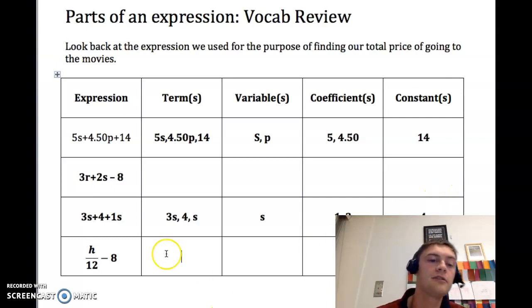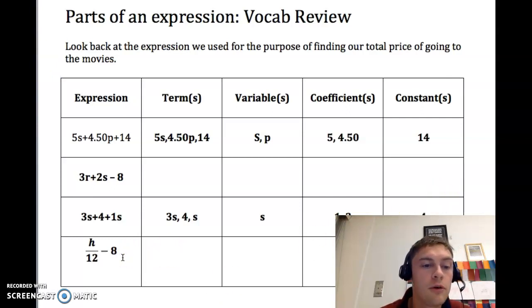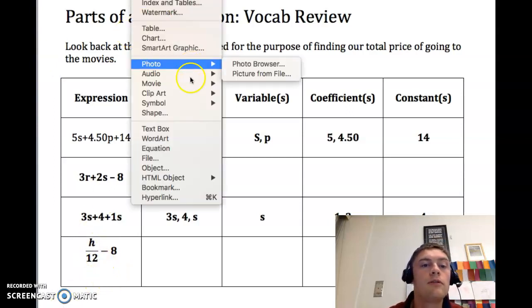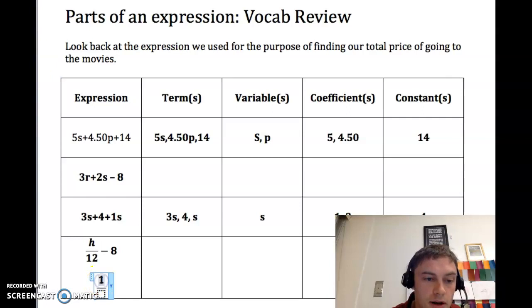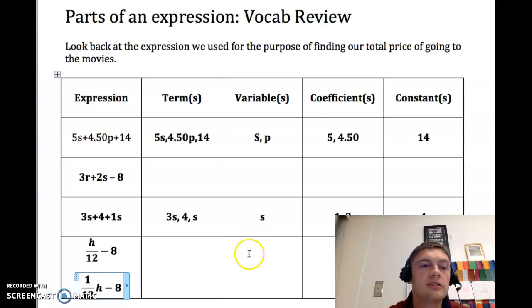All right, for fractions, what we are going to do is we are going to rewrite it. So instead of h over 12, since division is really multiplication, we're going to have 1 over 12 h minus 8. And now you're asking yourselves, okay, what is the coefficient here? The number in front of the variable, it would just be 1 over 12. And of course, our variable is h, and we have those two terms. Our constant is still 8 too.